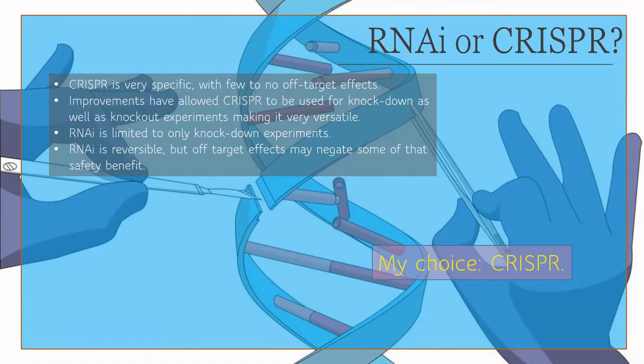Also, CRISPR has been improved over time, so you can use it to suppress as well as knock out genes, whereas RNAi is limited only to knockdown experiments, so you can only suppress genes. RNAi is reversible, so that makes it a little safer, but the off-target effects, in my opinion, negate some of that, so I would personally go with CRISPR.